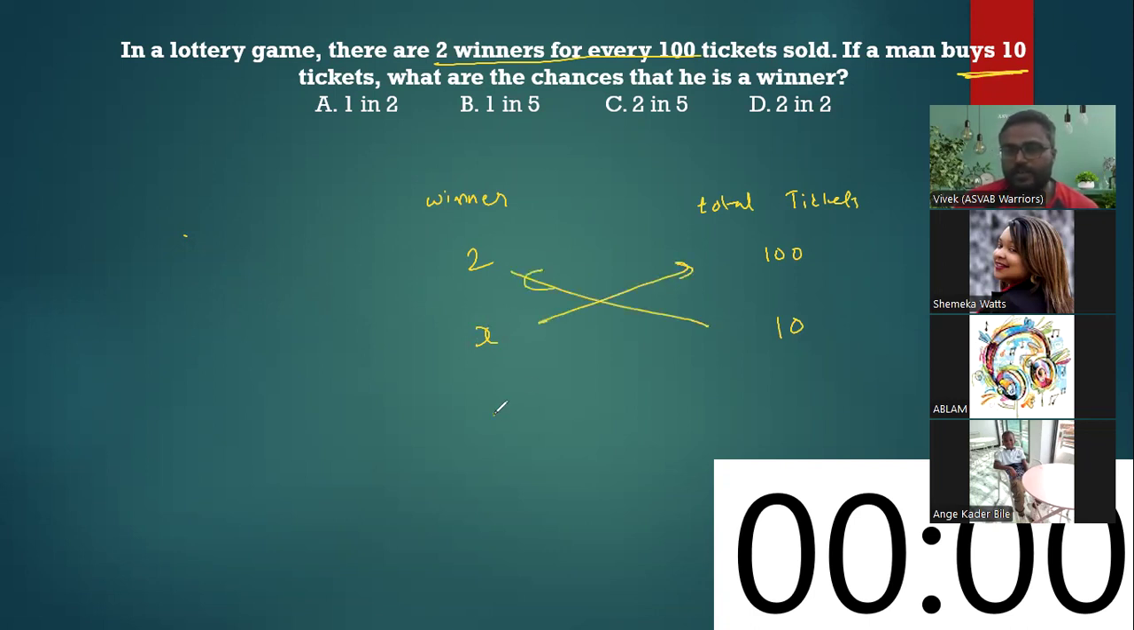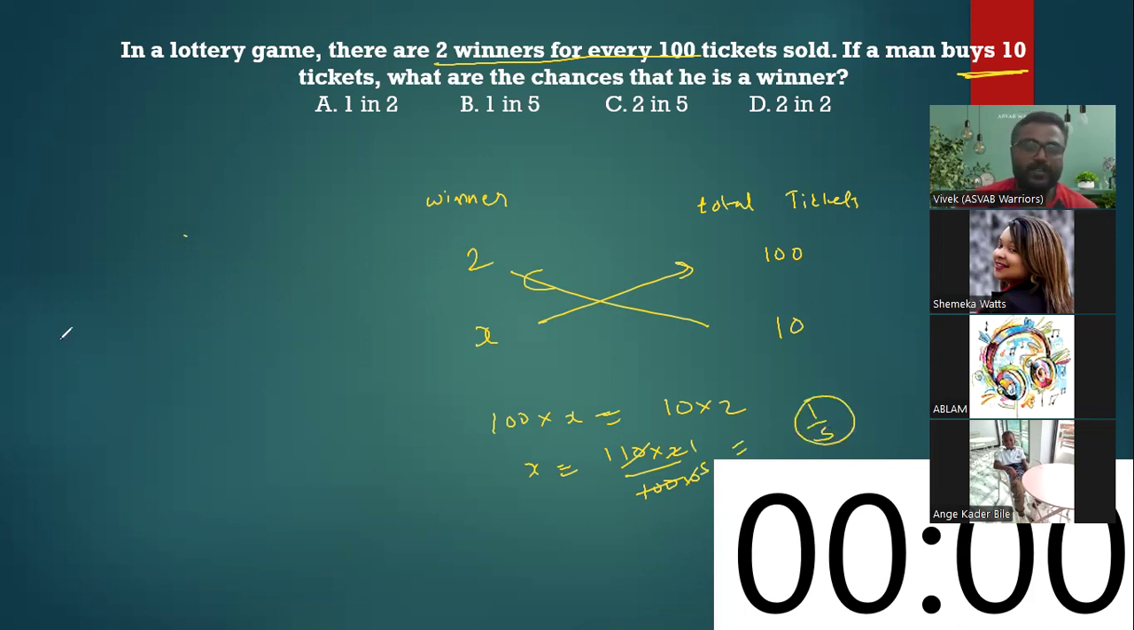Just cross multiply. 100 times X equals 10 times 2. X would be nothing but 10 times 2 divided by 100. Means I'm just dividing both the sides by 100. What will I get? 10 times 2 is 20, divided by 100, this becomes 1 over 5. So we have 1 in 5 chances.